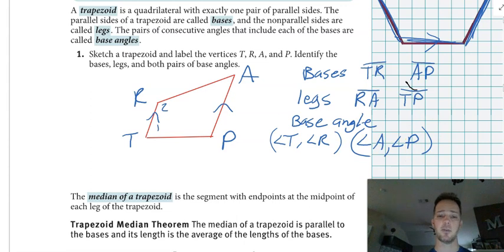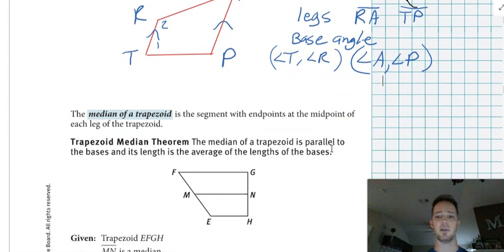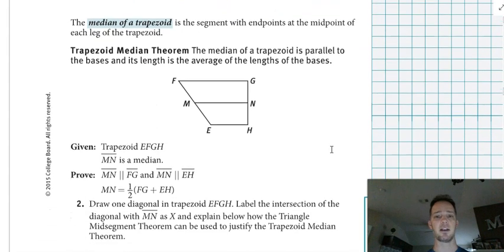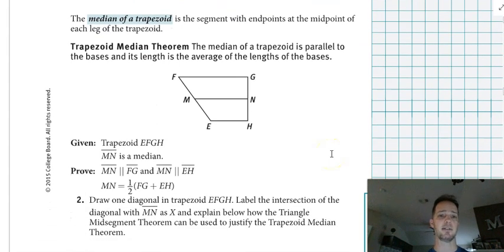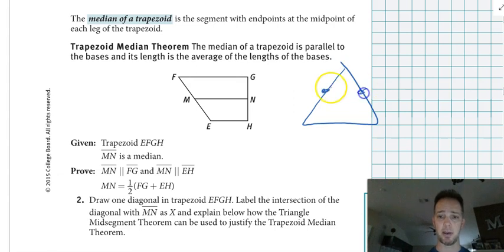Okay, now that we've identified the parts, let's talk about the median of a trapezoid. A median of a trapezoid is a lot like a mid-segment of a triangle in that it connects the midpoints of the legs of a trapezoid. So the median of a trapezoid is also parallel to its bases, and its length is the average of the two bases. Remember, we just learned about that when you have a mid-segment, connecting a midpoint and midpoint, you get a segment that is parallel and is 1/2 of that third side of the triangle.